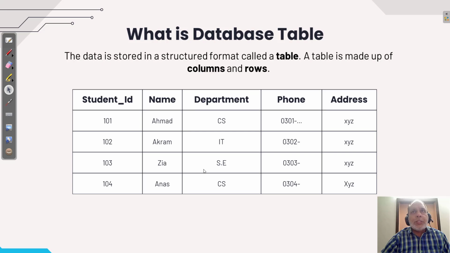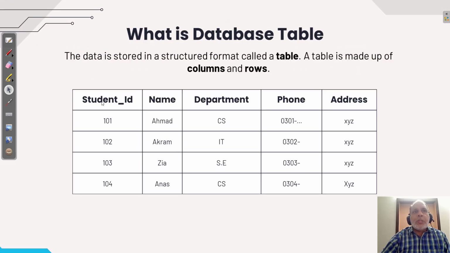Okay, what is a database table? Data stored in a structured format is called a table. A table is made up of columns and rows. So this is another example. For example, this is the table. Here the first column is student ID. So this is the primary key. Then we have the name and the department and phone number and address. So this whole is the data, right?